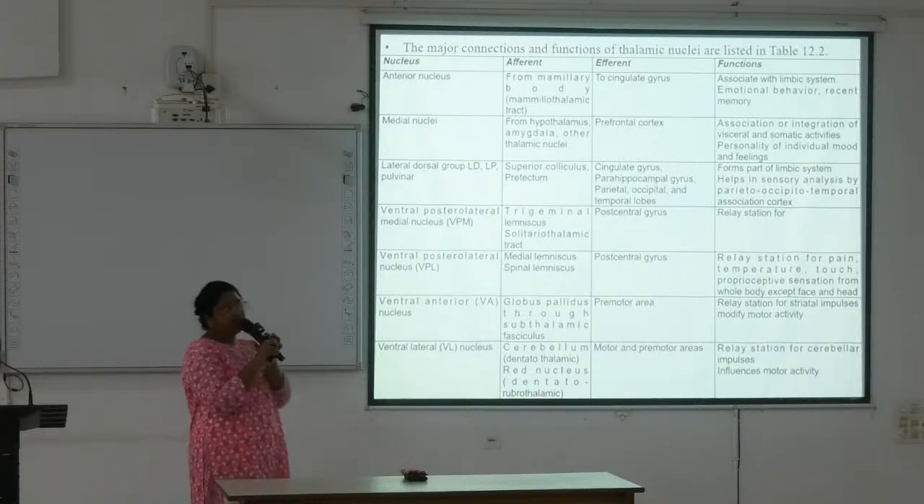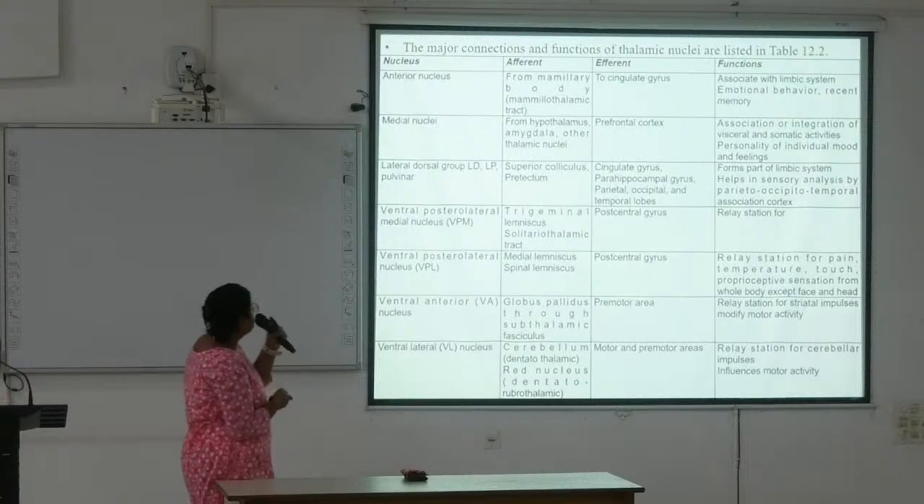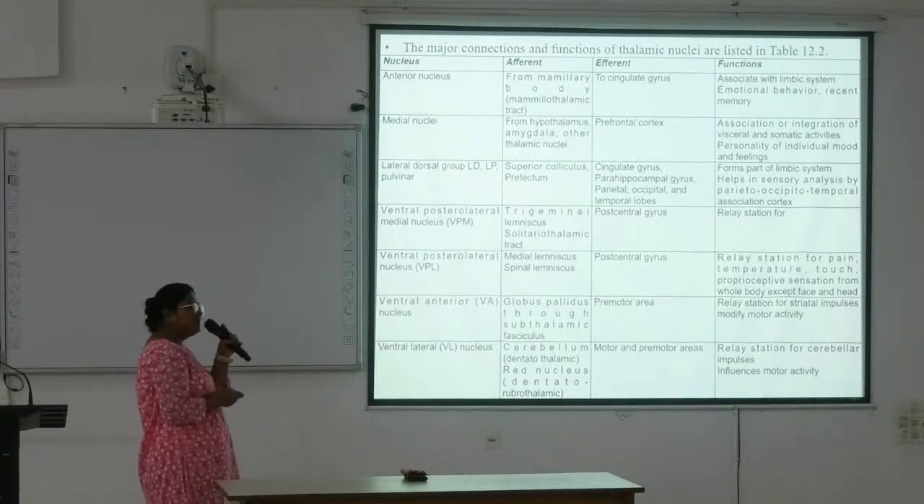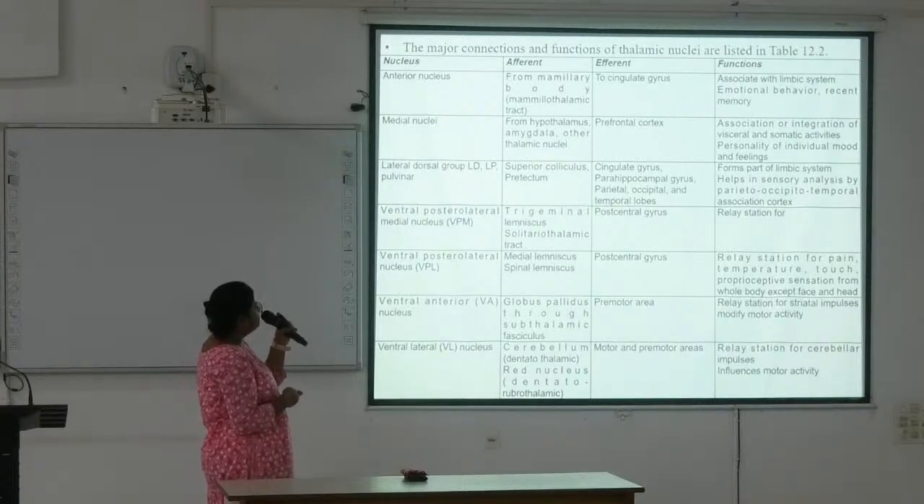Solitariothalamic tract is coming from nucleus tractus solitarius, NTS. So from there it is getting its afferent. Efferent is going to post central gyrus, and function is relay station for those sensations coming from here.